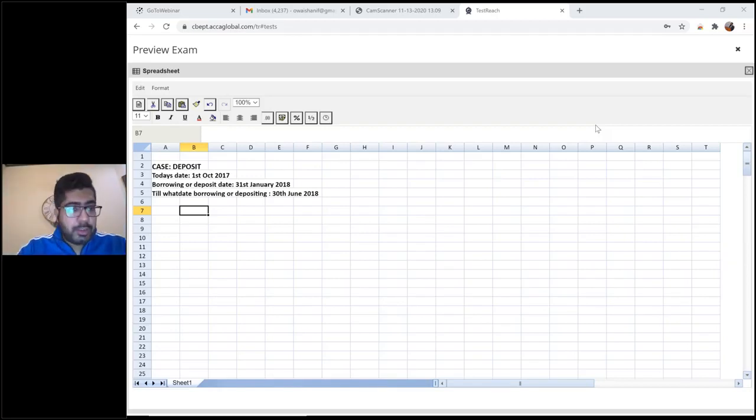Before starting any interest rate risk management question, I have told you that you need to write these 4 things first. Case: it's deposit. Today's date: 1st October 2017. Borrowing or deposit date: 31st January 2018. Until what date: 30th June 2018. Now, the company was expecting to receive 27 million dinars, which it plans to deposit, but there was a risk that rates may go up or down. So the company plans to hedge it. There are 3 techniques under consideration: FRAs, futures, and options.